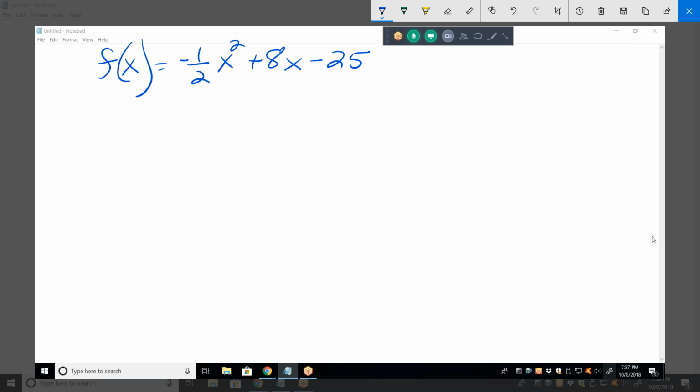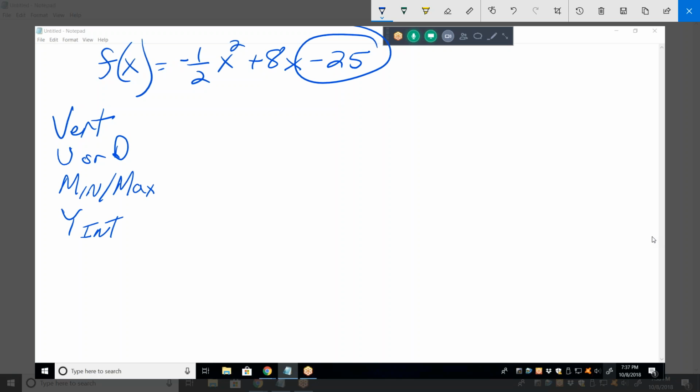Okay. And they want the vertex. They want whether it opens up or down. What else do they want? The minimum/maximum value and the Y-intercept. Not the X-intercepts? No, just the Y-intercept. Y-intercepts, always that number right there.